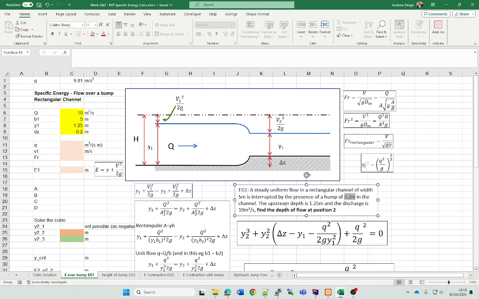In the channel, upstream depth is 1.25 meters and the discharge or flow rate is 10 meters cubed per second. Find the flow at position 2, which is here on top of the bump. So I've taken the known values here and put them in my yellow cells up there, and we're just going to go through and do the calculations.